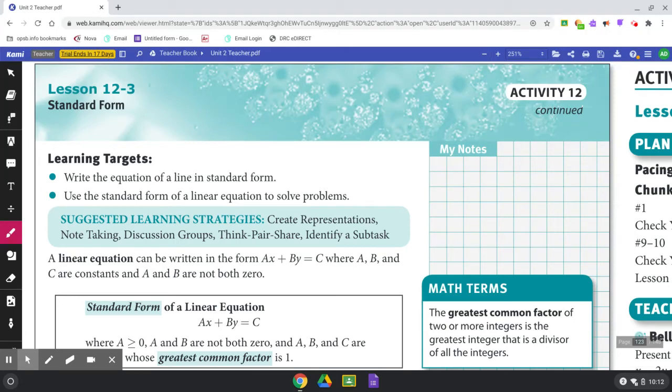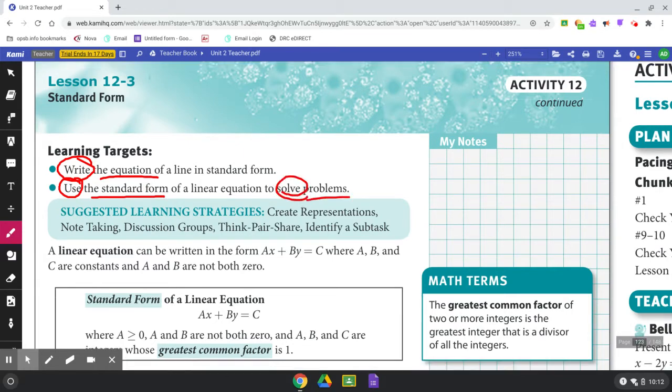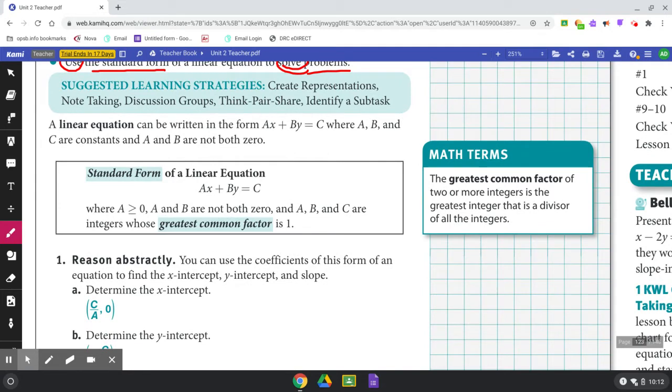Okay, y'all, so today we're starting lesson 12-3. Our learning targets: we're going to write the equation of a line in standard form, and we're going to use the standard form of a linear equation to solve problems. So you haven't seen standard form yet.